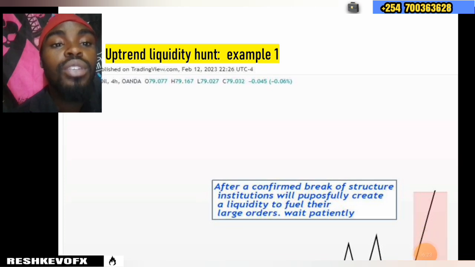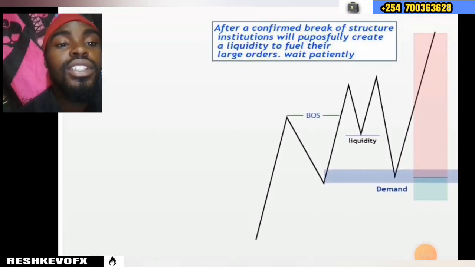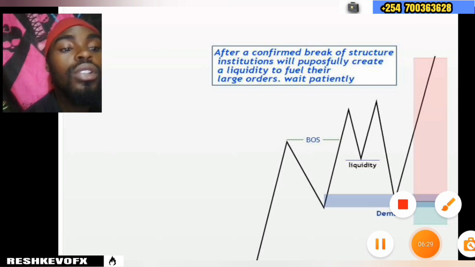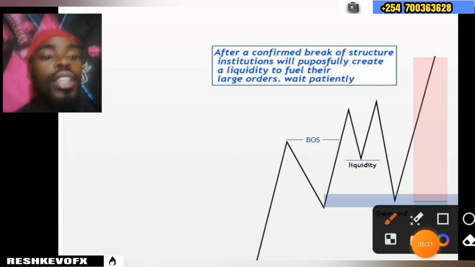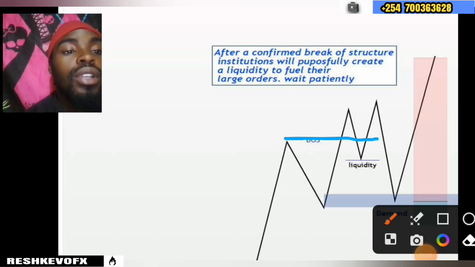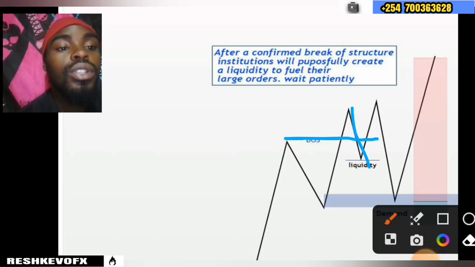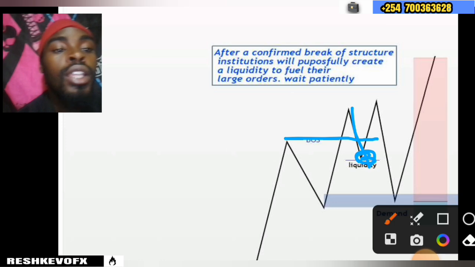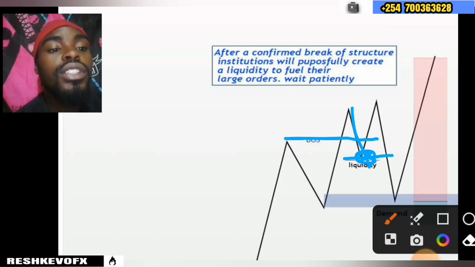Uptrend liquidity. So what is uptrend liquidity? There's a break of structure. Let me show you by giving examples. Here there is a break of structure, then liquidity is formed here. Many traders came and said there is a break of structure there.